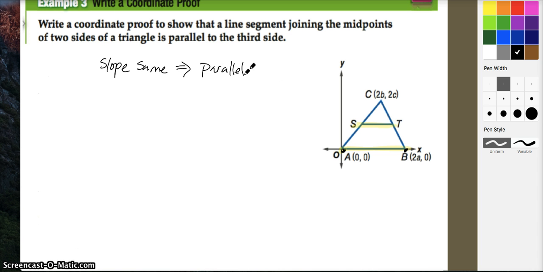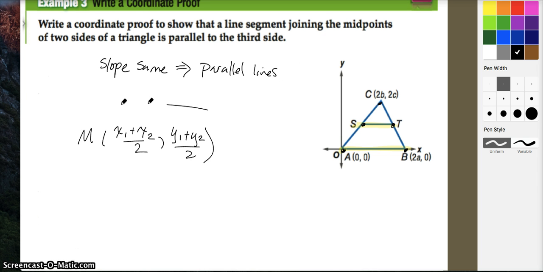And so what I'm thinking is, if I could figure out the coordinates of S and T, and I can show that the slopes are the same, then I can say that they're parallel. So how can I find the coordinates of these points? Well, we were told that these are midpoints, and we know how to find the midpoint of a segment. Do you remember the midpoint formula? To find the midpoint, you take the average of the x terms, and that's your new x coordinate, and then you take the average of your y terms in order to find the new y coordinate.